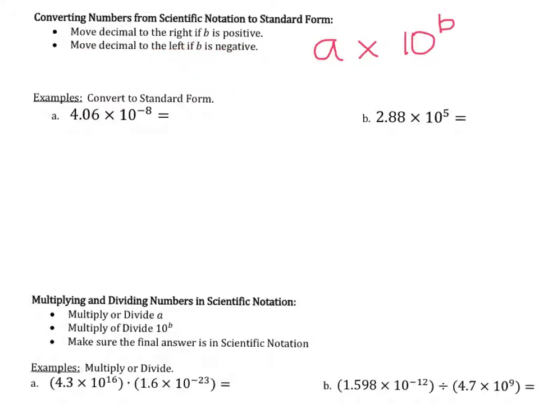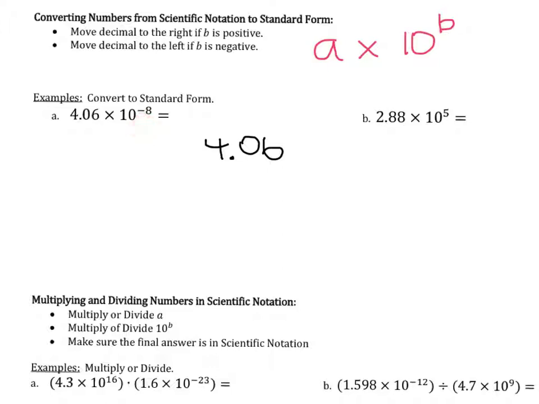So let's look at these two examples here. That'll be 4.06 times 10 to the negative 8. All right, so I'm going to get that 4.06. And I've got to move it 4 places to the left. And I'm actually not going to have enough room here, so I'm going to rewrite that over here. I want to move it 8 places to the left, because remember, when I have a negative exponent here, that means my number is going to get smaller. It's less than 1.